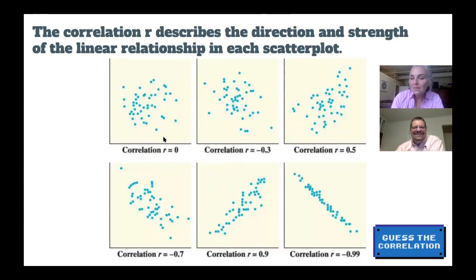Okay, so let's get our heads wrapped around what the R value means in terms of data. The correlation R describes the direction and strength of a linear relationship in a scatter plot. So I'm trying to draw a line through this first one, and I don't know how to do it. Not a clue, right?